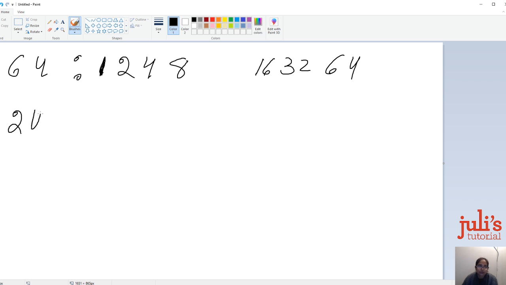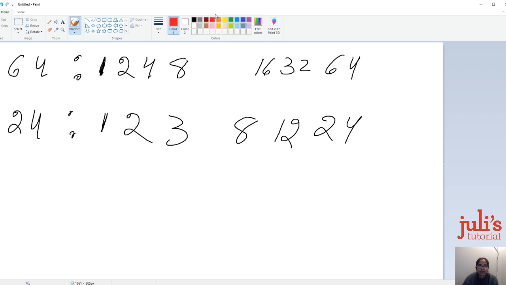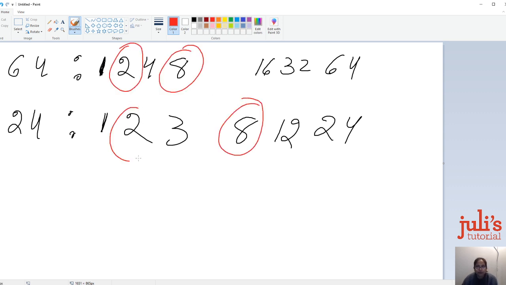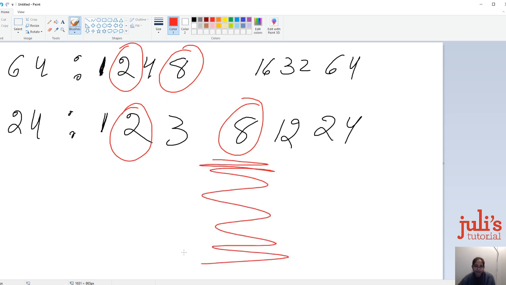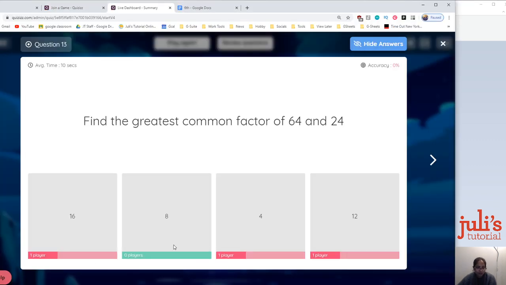And then for 24, we have 1 and 24, we have 2 and 12, we have 3 and 8. And you realize the common factors are 8, it's 2, and that's it. So the greatest common factor would have been 8, because that's the greatest one. And that should have been that.